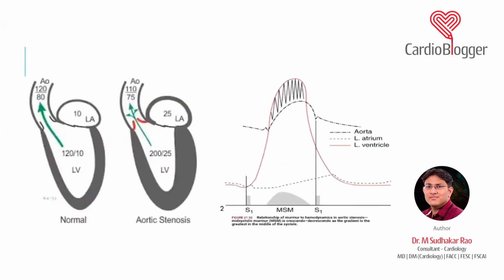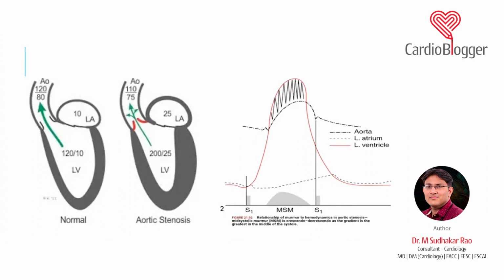Now this is the picture which shows you the mid-systolic murmur. You can see there is a crescendo and then there is a decrescendo. So the later the peaking, the more severe is the murmur. Now you see the LV pressure is 120 and the aortic pressure is normally 120 in normal people, and that is why you do not get a murmur. In a patient with aortic stenosis, LV pressure becomes very high. It goes up to 200. Aortic pressure is much reduced. It becomes 100 to 110, and that is why you get a gradient, and that is why you get a murmur.